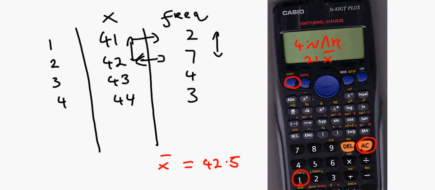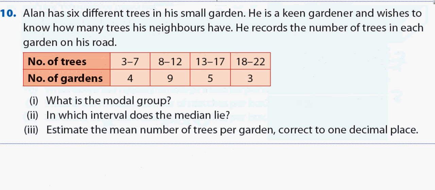Okay, so next one is number 10. Alan has 6 different trees in a small garden. He's a keen gardener and wishes to know how many trees his neighbours have. He records the number of trees in each garden on his road. What is the modal group?